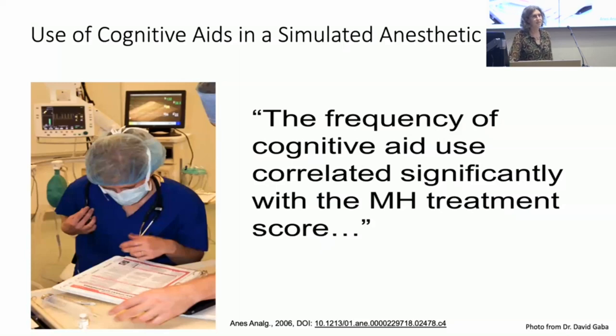And this might seem obvious now, but it was kind of a new idea then, that the frequency of the cognitive aid use correlated significantly with the MH treatment score, meaning the resident teams that picked them up and actually looked at them and used them to help them manage the event, managed the event better.